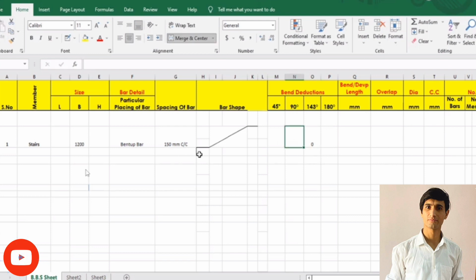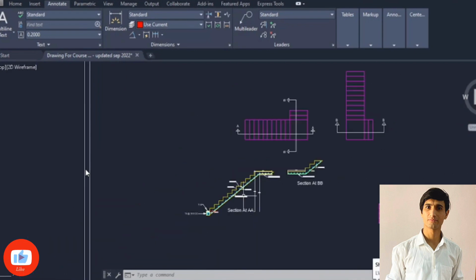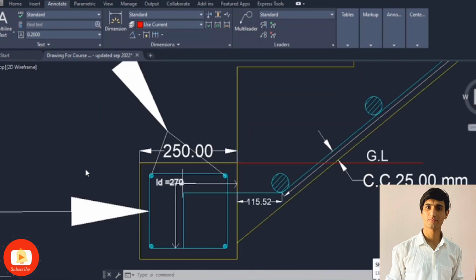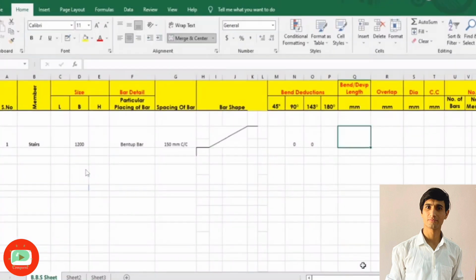Now we have a 90 degree as well, equal to 2 into diagonal. Done from here. Now we need to add here the bend or the development length. So we have, yes, definitely a development length over here. Let's check this one. LD is 270 millimeter. It means the development length is 270. I'll put it over here, 270.